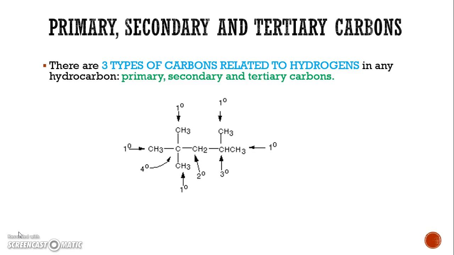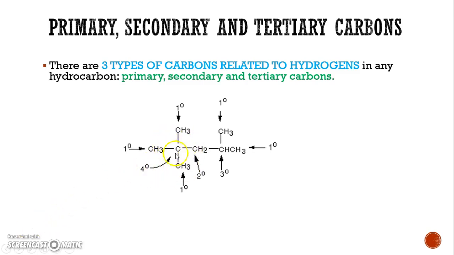The next carbon to the right of that secondary carbon is related to 3 different carbons, as you can see, and only 1 hydrogen. This is called a tertiary carbon. Therefore, the hydrogen is also named tertiary.